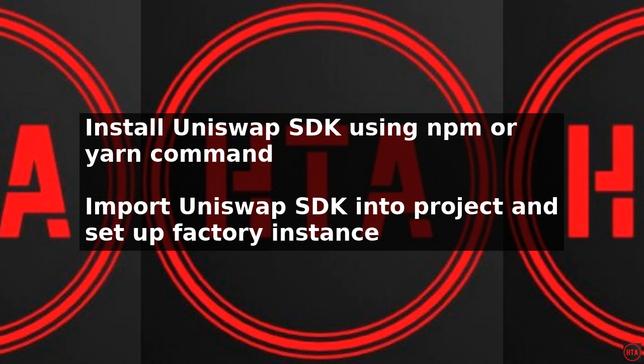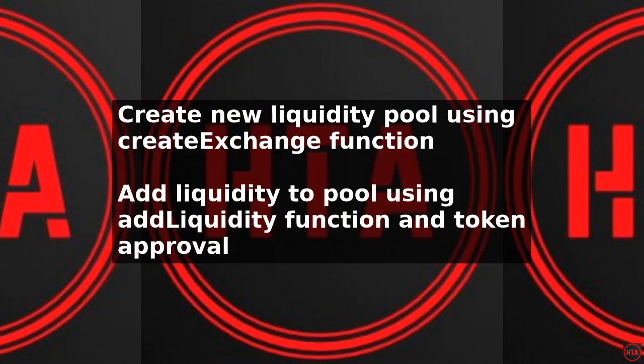To create a new liquidity pool, call the createExchange function on the Factory instance, passing in the address of the token you want to trade. This will deploy a new liquidity pool contract and return the address of the newly created pool.